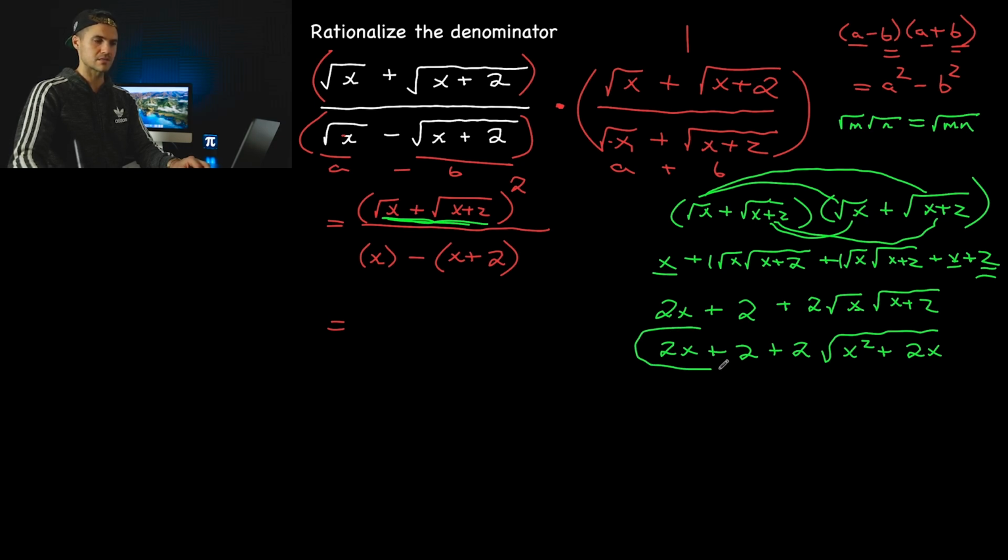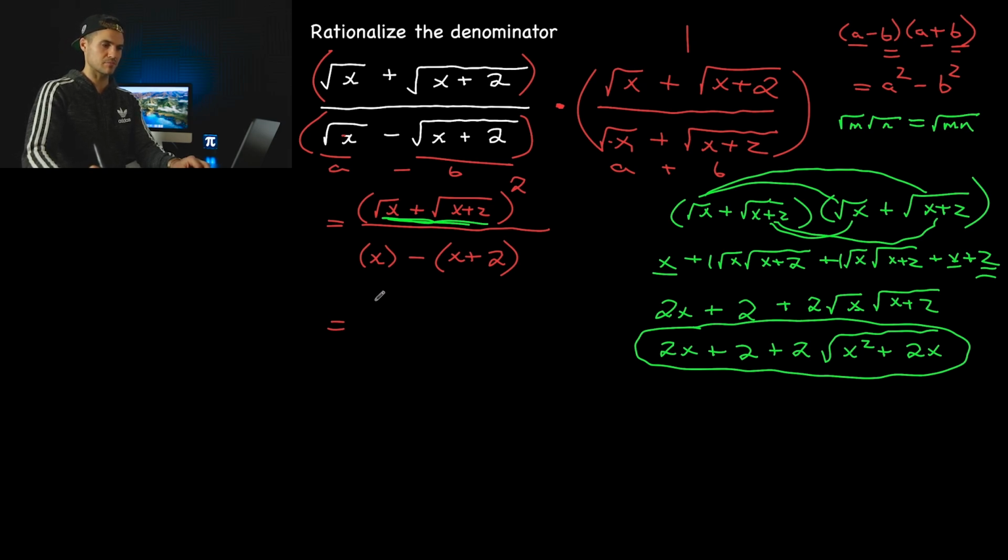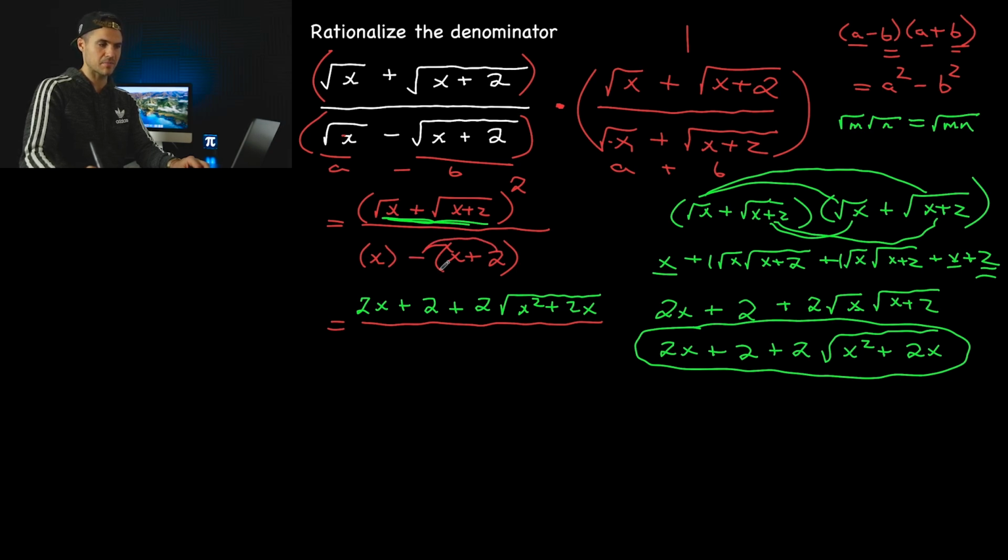And so this is basically what the numerator is going to simplify to. So let's write that up there: 2x plus 2 plus 2 root x squared plus 2x. And then that's still going to be all over the denominator, which we can simplify. Distribute the negative inside the bracket. The x's cancel out, x minus x is 0, and then negative 1 times 2 gives us negative 2 right there.